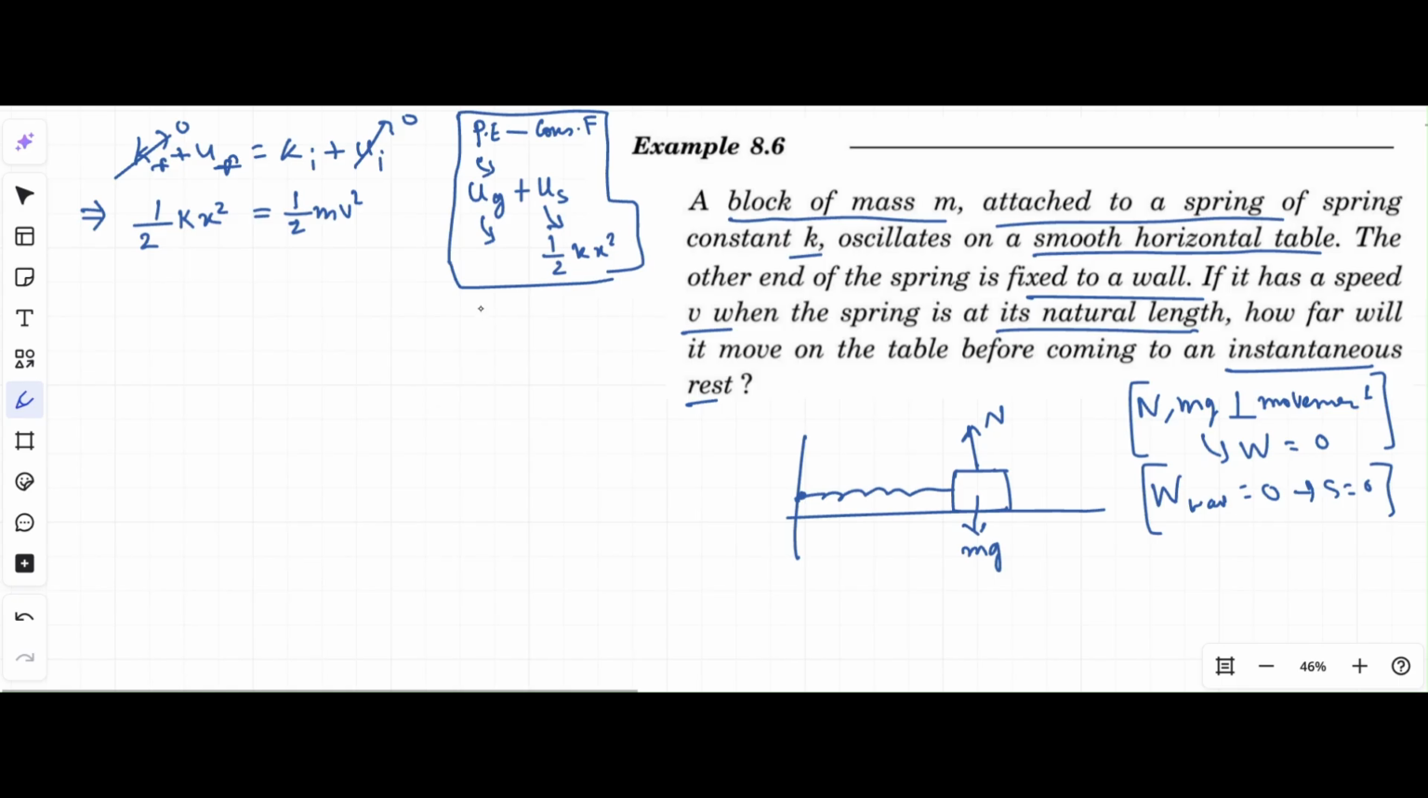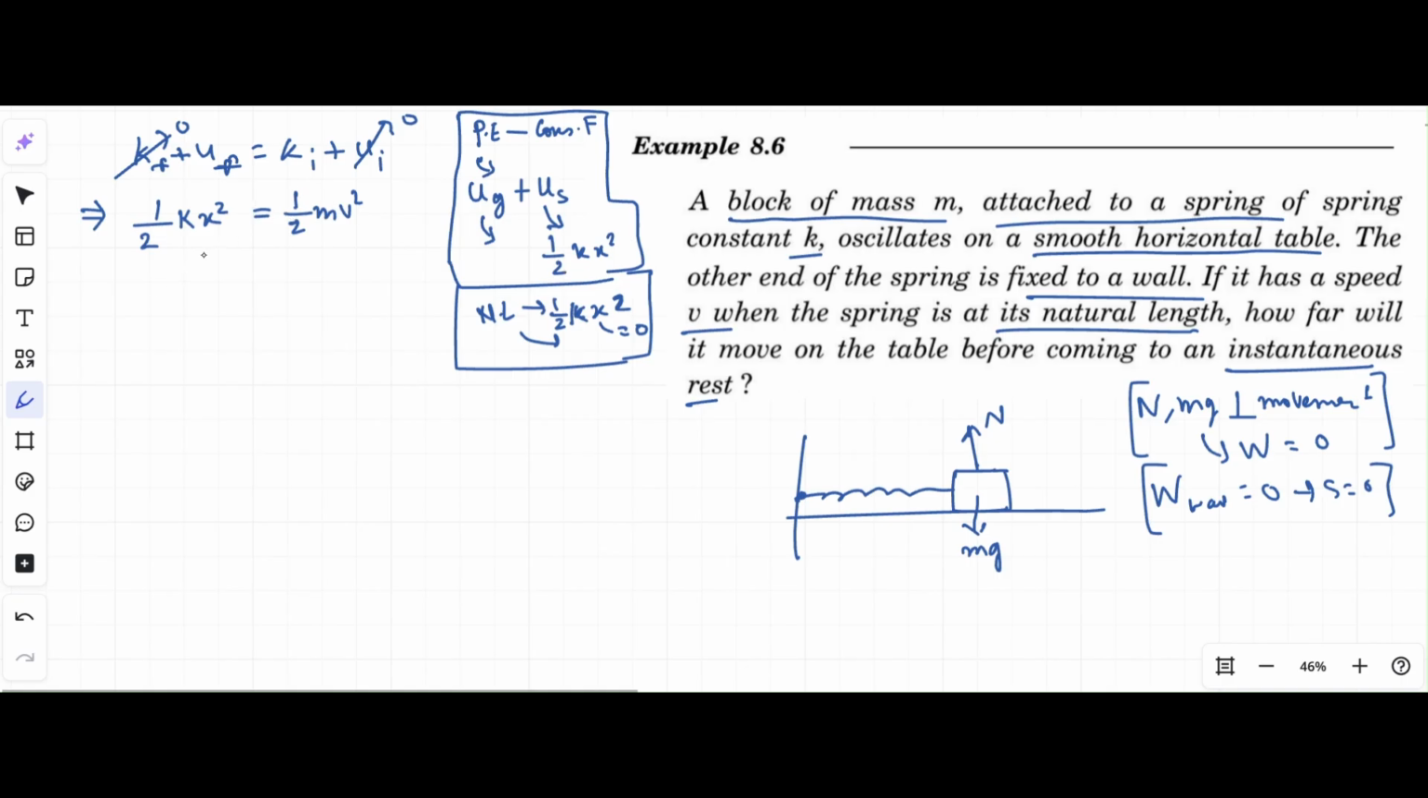And why is it 0? Because initially the spring is at its natural length. So at natural length, potential energy is equal to 0. Why? Potential energy is defined as half k x square, and at natural length we take x equal to 0. So this whole thing becomes 0.